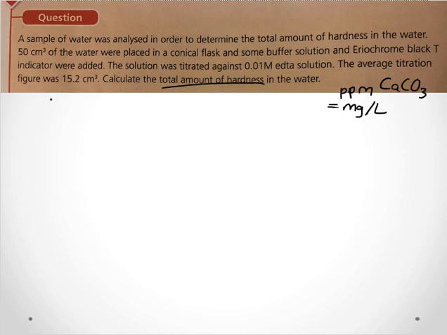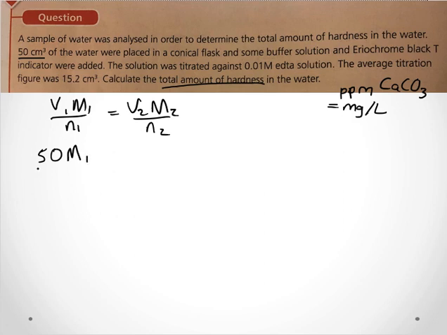So let us look at our V1M1/N1 equal to V2M2/N2 calculation. So we'll start with the water, and the volume of the water was 50 centimetres cubed. Of course, we're trying to work out what M1 is.